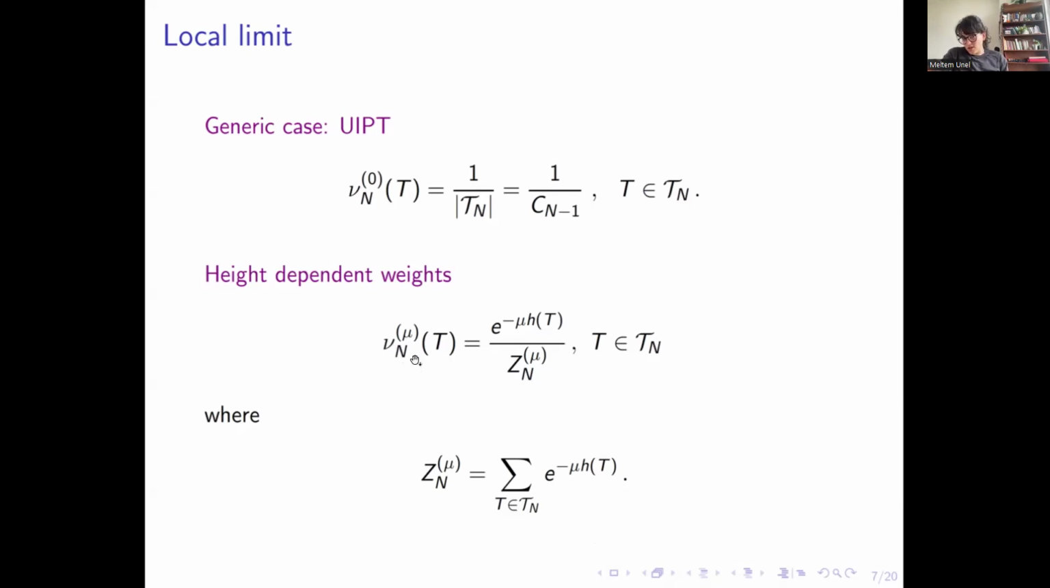This sequence of measures nu_n of mu is no longer a sequence of uniform measures, and I can ask the same question: whether this sequence of measures admits a weak limit in this case. This is what we will study. Is the idea okay? I will go into the construction.